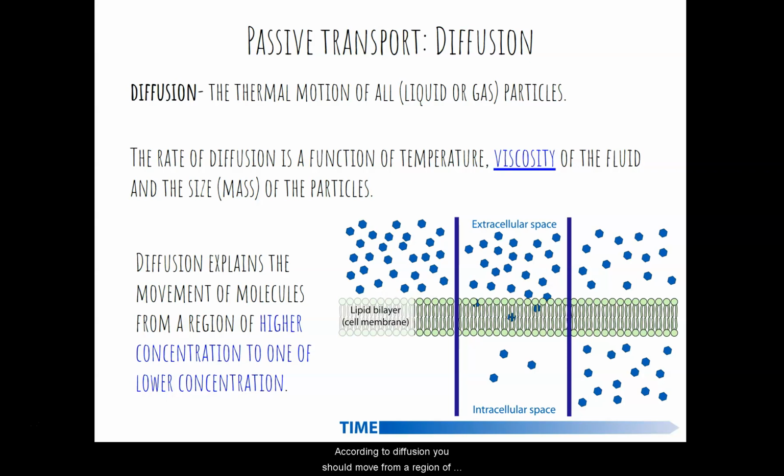So according to diffusion, you should move from a region of high concentration to low concentration. So those molecules should move from the extracellular space into the intracellular space below. And they should continue to move until you have equilibrium. Equilibrium is when you have the same number of molecules on either side, and the rate at which one molecule moves from the extracellular space to the intracellular space is the same as the rate of those moving from the intracellular space to the extracellular space.